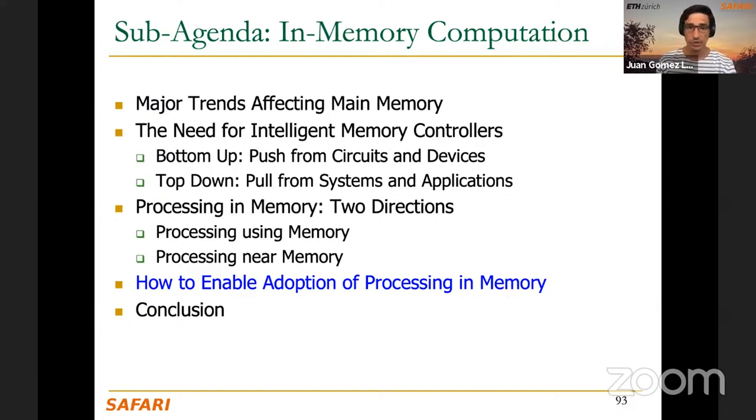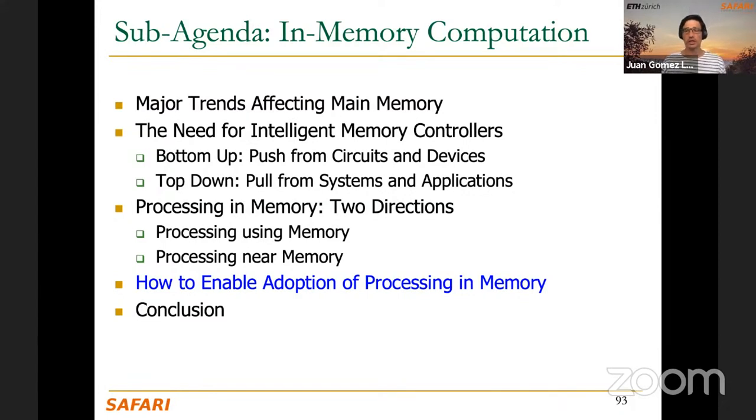But as I said as well, this is not the only form of processing in memory. We have even mentioned some other examples that are as well processing near memory, because they place the computation, for example, near the memory controller or in an FPGA connected to an HBM stack using a silicon interposer. So there might be different ways of processing near memory. But now what we are going to talk about is what more things need to be done to enable the adoption of processing in memory.